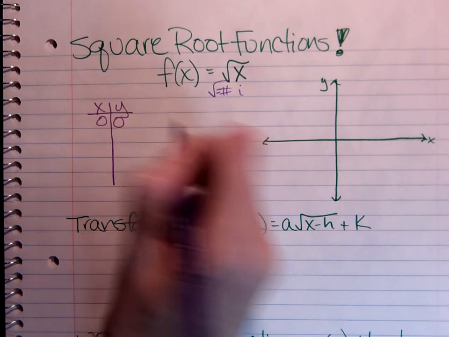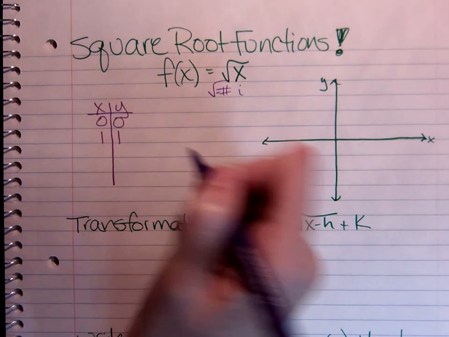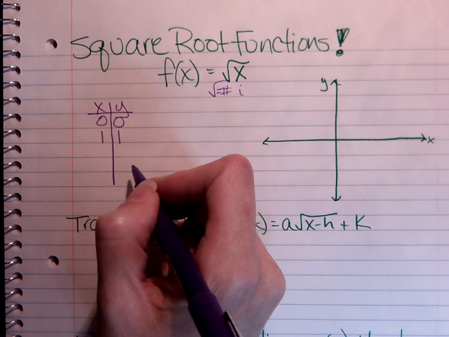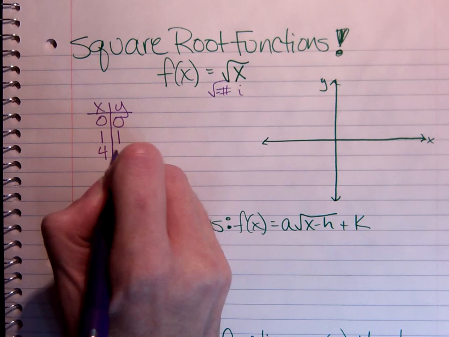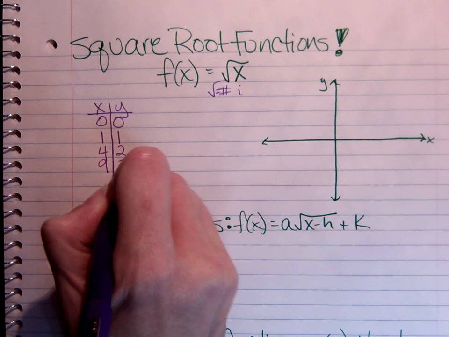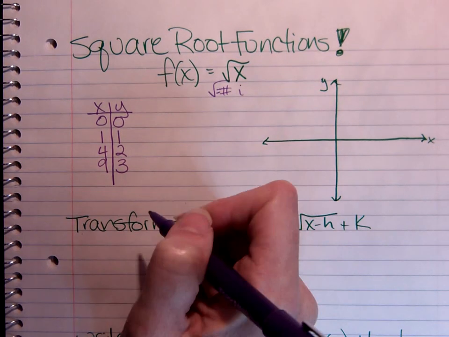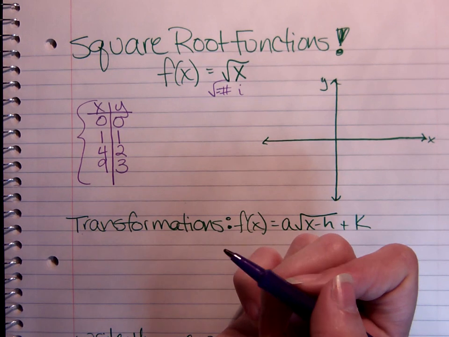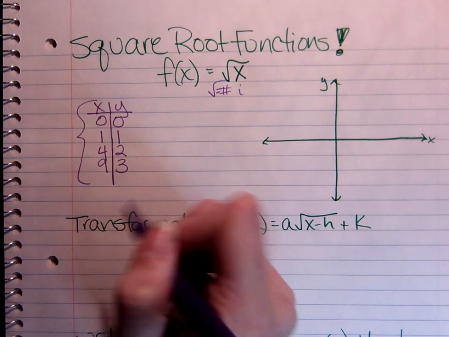Square root of 0 is 0. 1, square root of 1 is 1. 2 is going to be one of those decimal results. 3, 4 though, square root of 4, that's 2. And it continues on all the way to 9, and that value is 3. So we'll plot just these points, and these are going to be our set of points we're always going to go back to no matter what kind of square root function we're graphing.